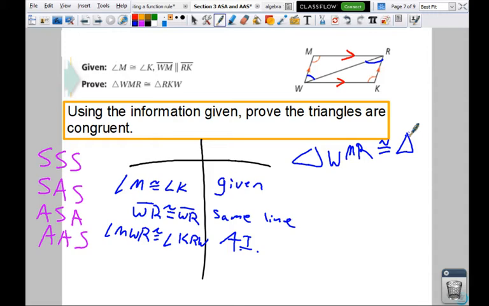Triangle WMR is congruent to triangle RKW by AAS. We use angle, side, angle. Oh, excuse me. No, I wrote it that way, but I actually used angle, angle, side. Side, angle, angle, and then they shared that side. Circle it. How do you say? A-A-S.